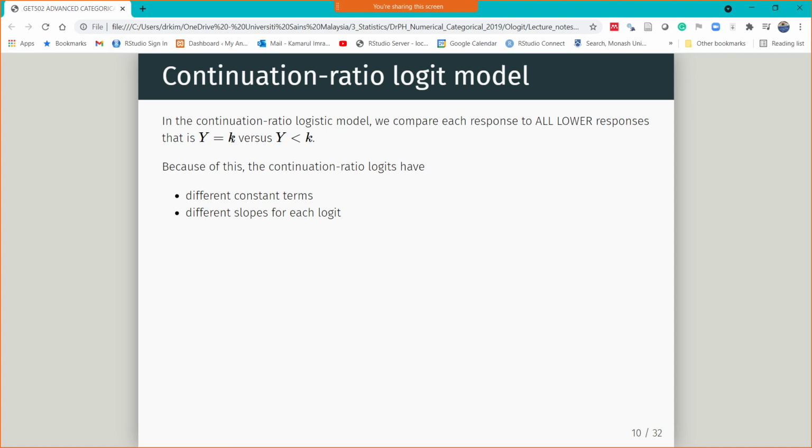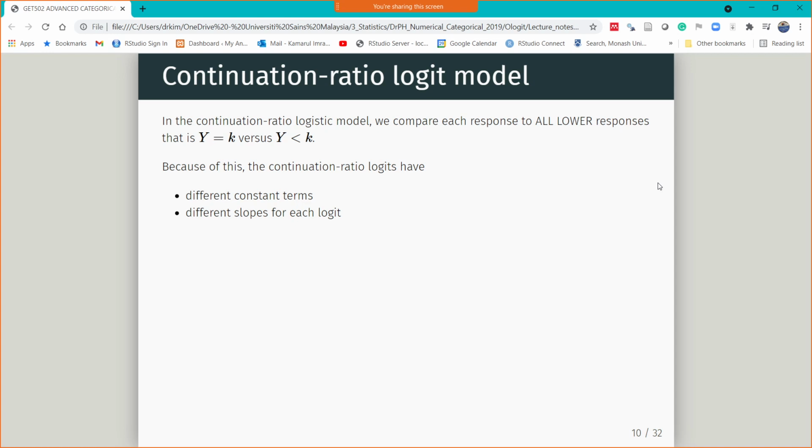Let's say the outcome variable has 4 categories: 4, 3, 2, 1. We are going to compare 4 versus 1 plus 2 plus 3. If we are comparing group 3, we compare 3 versus 1 plus 2. So we are comparing each response to all lower responses.